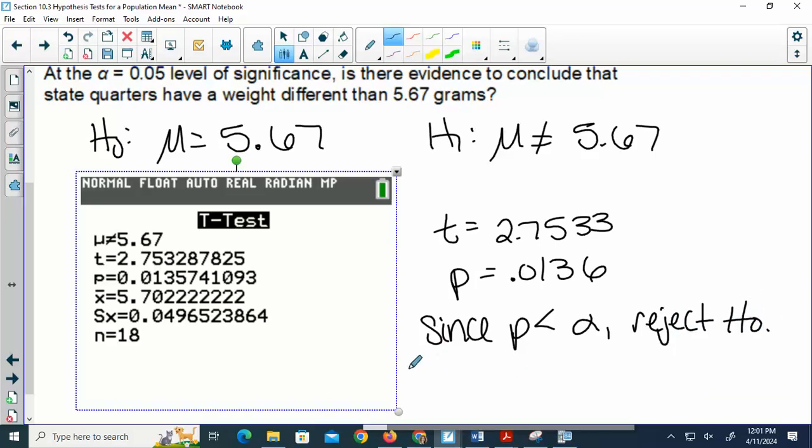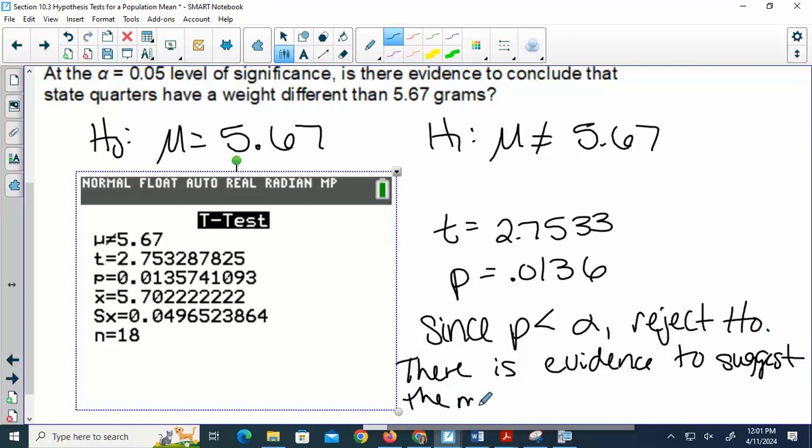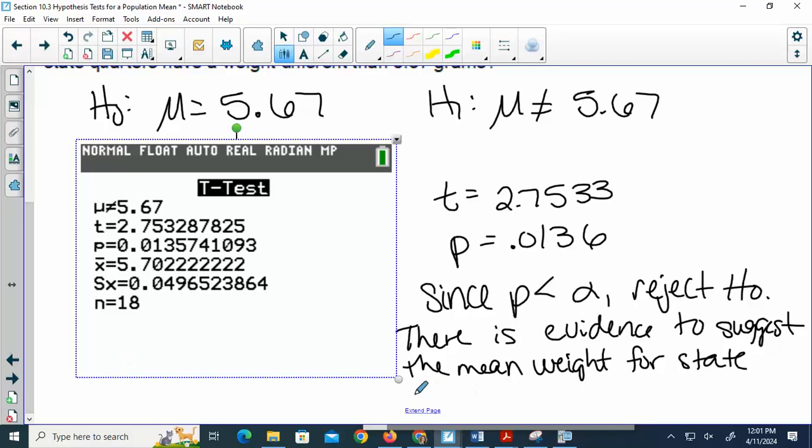So what that means is there is evidence to suggest the alternative, the mean weight for state quarters is different.